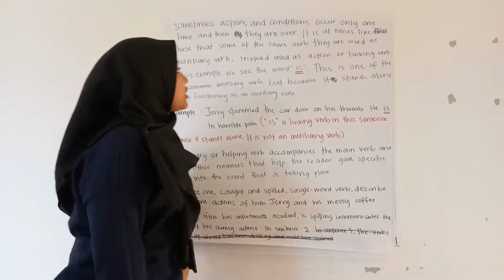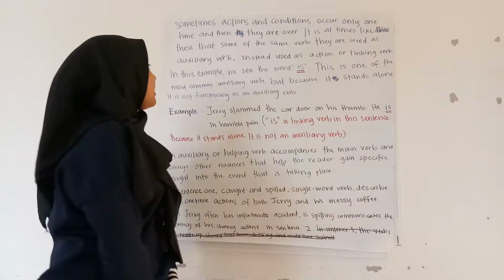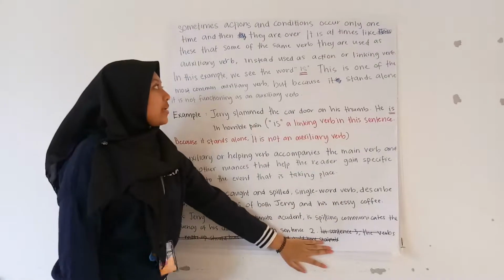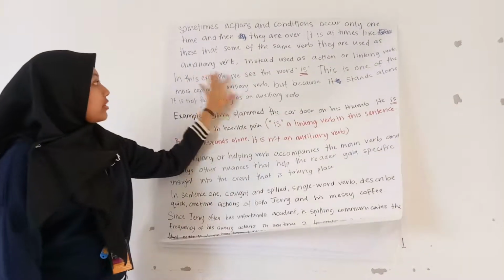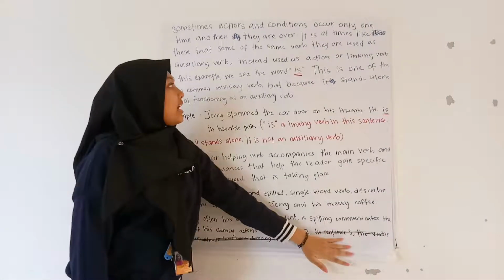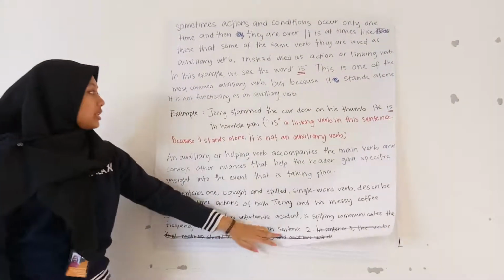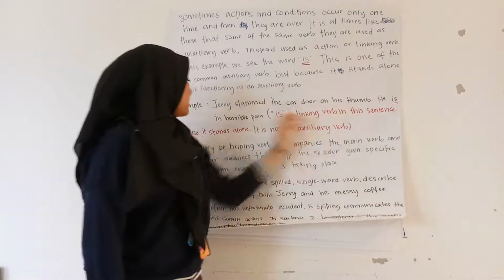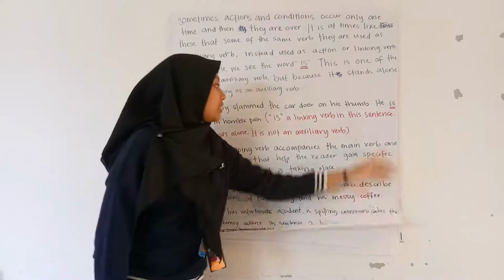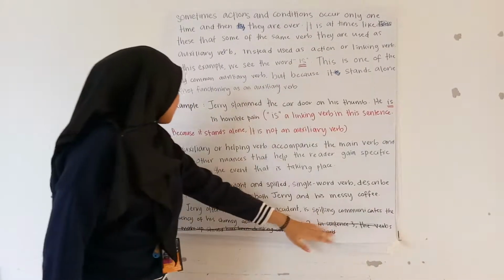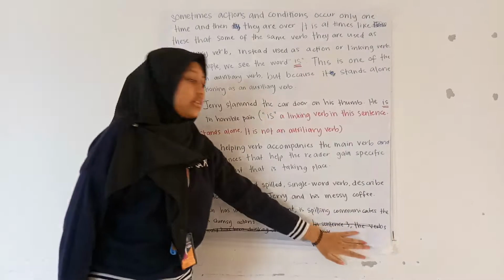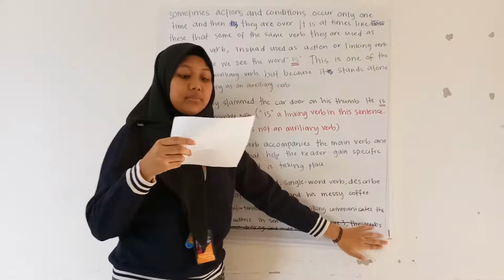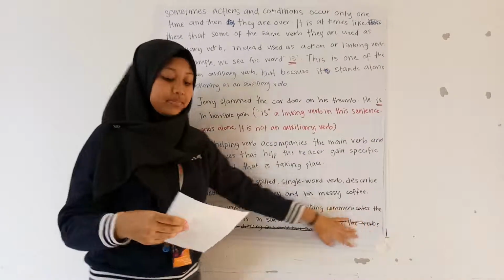Sometimes actions and conditions occur only one time and then they are over. It is at times like this that some of the same verbs are used as action or linking verbs instead of auxiliary verbs. For example, Jerry slammed the car door on his tongue. He is in horrible pain. Is here is a linking verb in the sentence because it stands alone and it is not an auxiliary verb. And it is also a main verb, also known as a base verb.